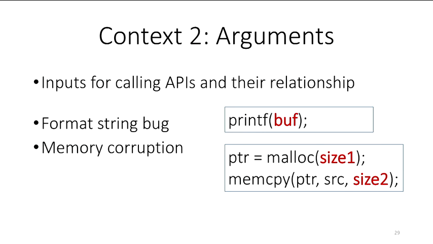And the arguments are the inputs for calling APIs and their relationships. For example, for a printf-like function, the argument should be a constant string. Otherwise, it can cause a format string bug. And if you call malloc and memcpy, their sizes should be well related, otherwise memory corruption can happen.